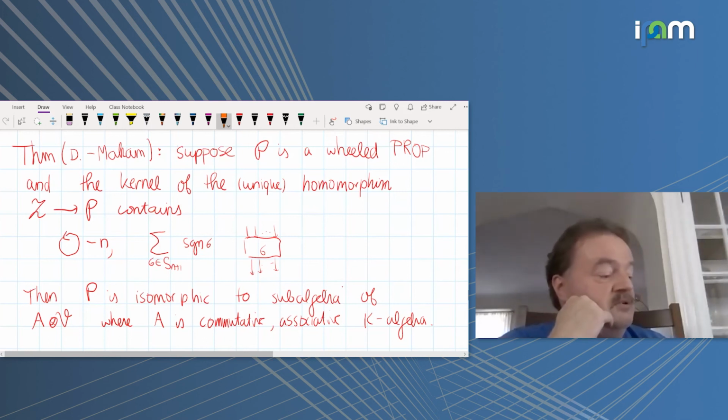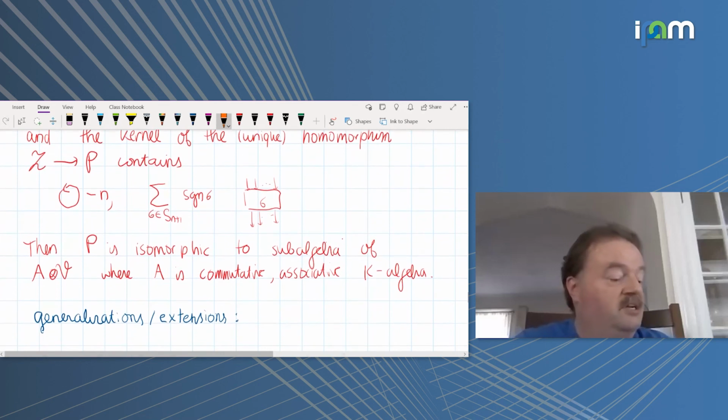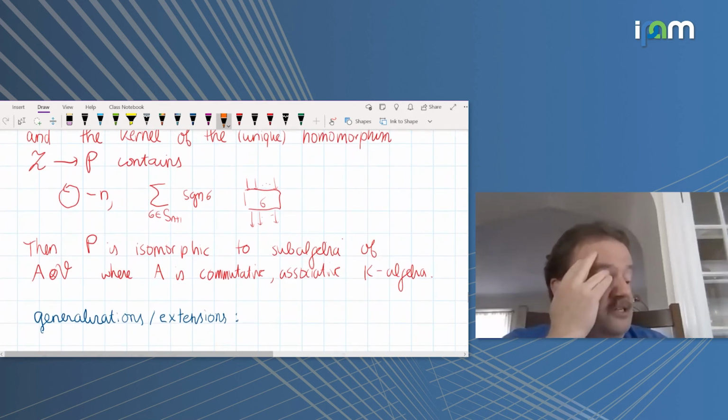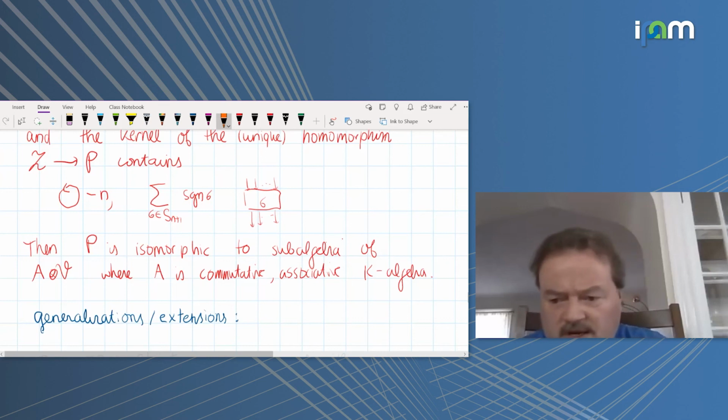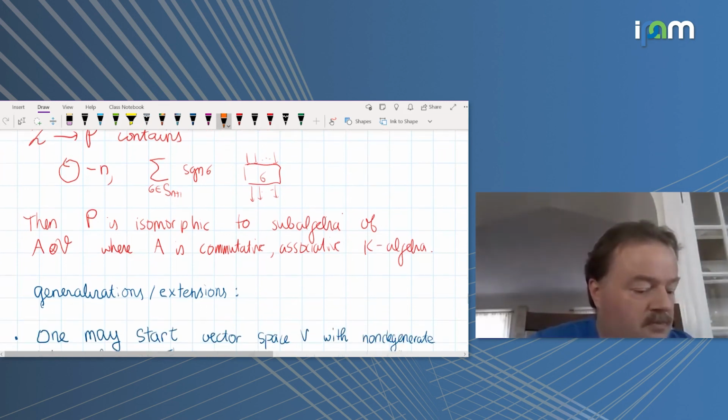and so there's a unique map from Z to P, that's always true. And suppose that these things lie in the kernel, so that this loop is equal to N and this Q symmetrizer is equal to 0 inside P. Well, if that's the case, then P is essentially, again, a subalgebra of V, where V is an n-dimensional vector space, where we extend the field K to some commutative associative algebra A. So it's natural to give this the structure of a wheeled prop. So this is sort of a general theory.